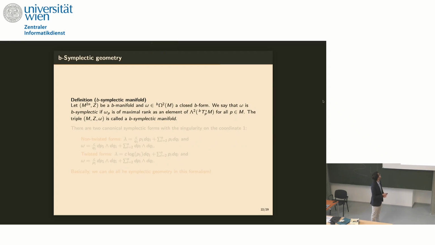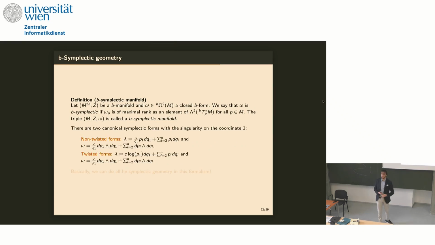So we can write a usual b-symplectic form. There are two ways to write it basically. You can either put the divergence into the position variable, so in the Q's, which we call the non-twisted form, or in the momentum variable, so in the P's, which you will call a twisted form. So from a usual configuration space, you get your phase space, and you have two ways to write these canonical b-symplectic forms if you want to do some b-geometry. And you can do everything you can do with symplectic geometry, basically.